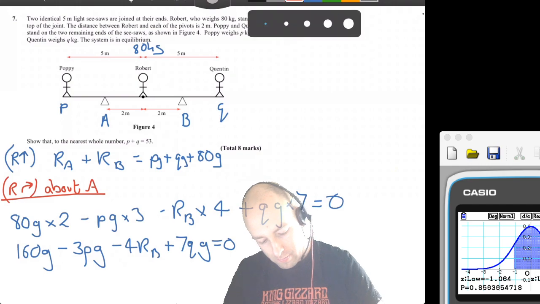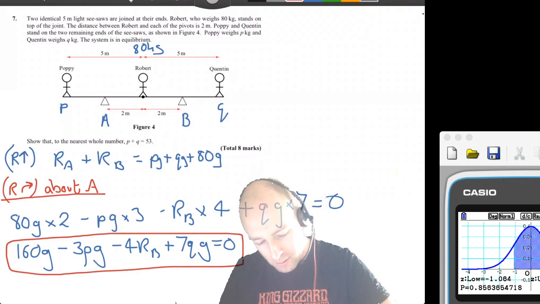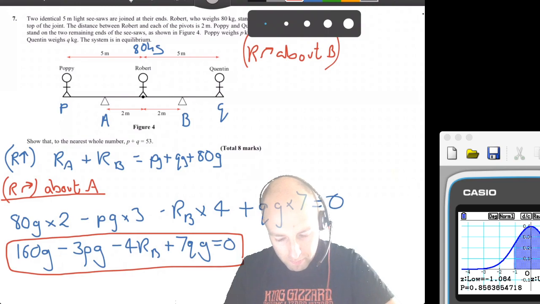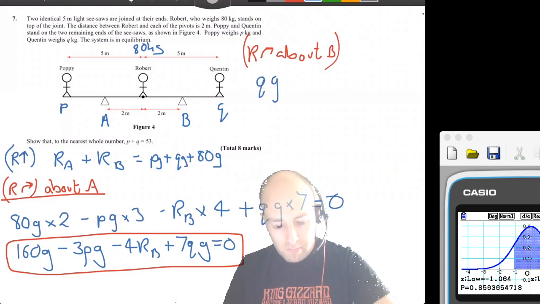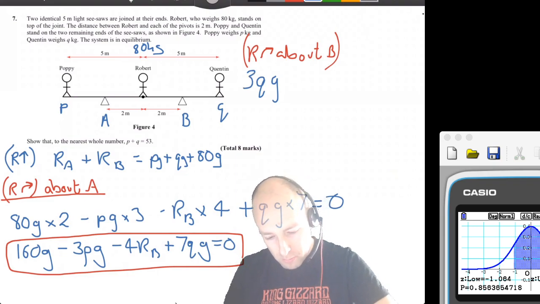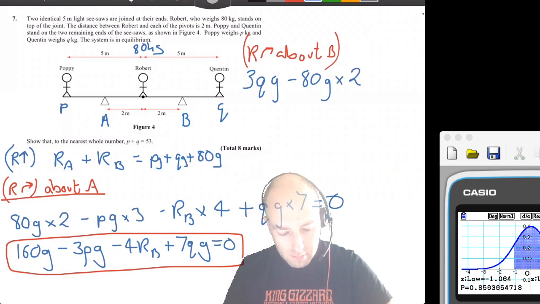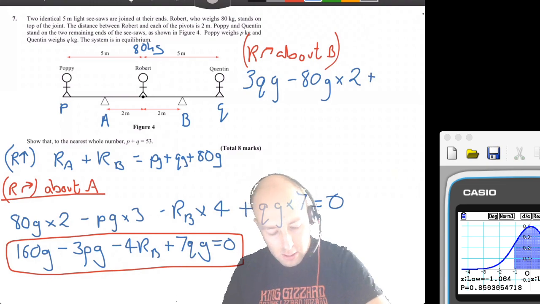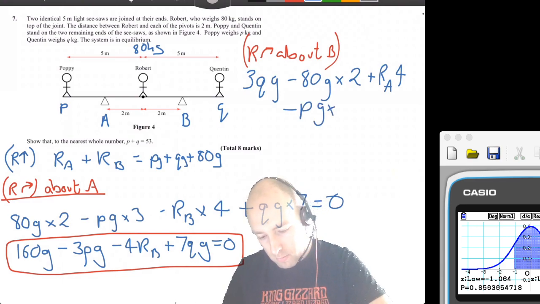Cool, bear with me. We're going to do the same thing now, resolving about B. So it's up to you if you go clockwise or anti-clockwise. I think we'll stay going clockwise. So resolve clockwise about B. So about B, we've got clockwise, we've got Quentin, QG times by 3, minus Robert, so Robert is ATG times by 2, plus RA times by 4, and then minus Poppy, PG times 7 equals 0.